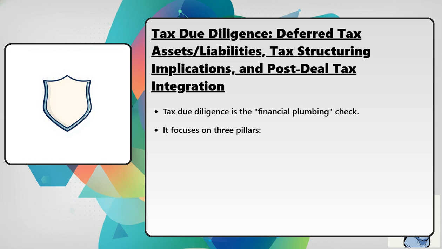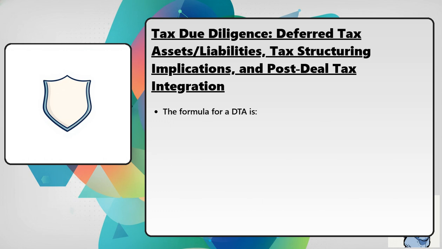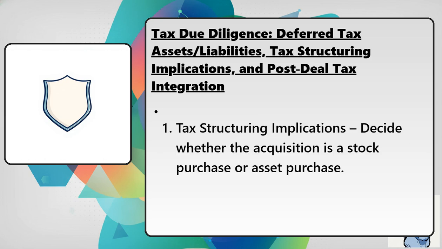It focuses on three pillars: deferred tax assets, DTA, and liabilities, DTL. These arise from timing differences between accounting and tax bases. The formula for a DTA is: DTA equals tax rate times (tax carryforward minus accounting carryforward). A large DTA can boost value, but if the buyer cannot use it, for example, lack of taxable income, it is effectively worthless.